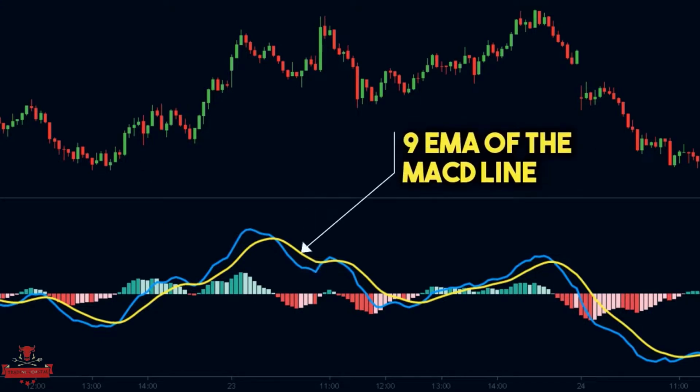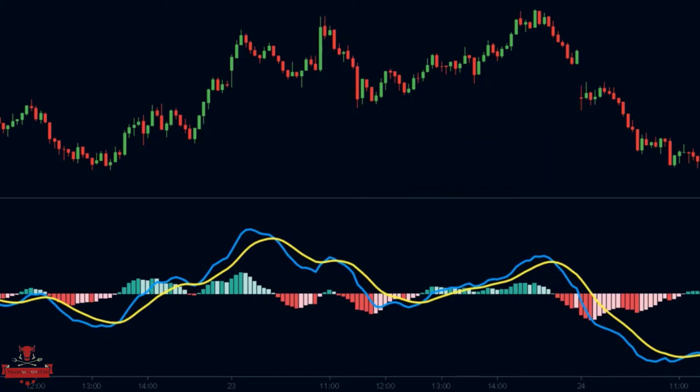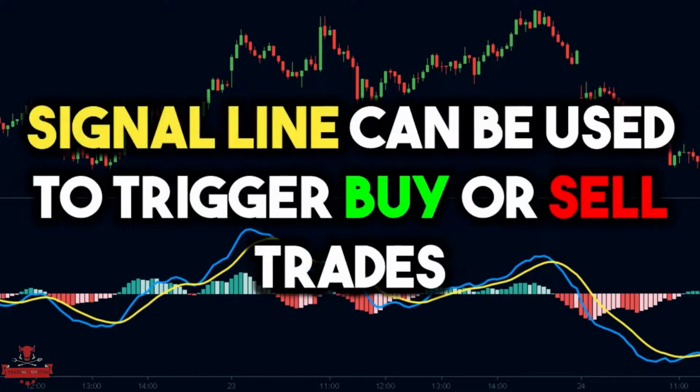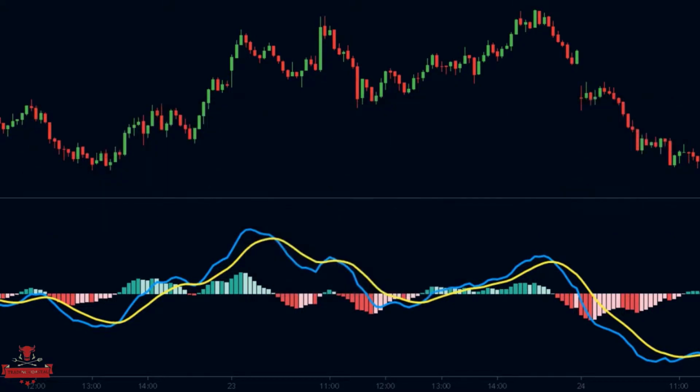The yellow line here is a simple 9-period moving average of the MACD line. It is known as the signal line. The signal line can be used as a trigger to activate buy or sell trades. For example, when the MACD line crosses above the signal line, it indicates a buy signal. Similarly, if the blue line crosses below the signal line, it indicates a sell signal.